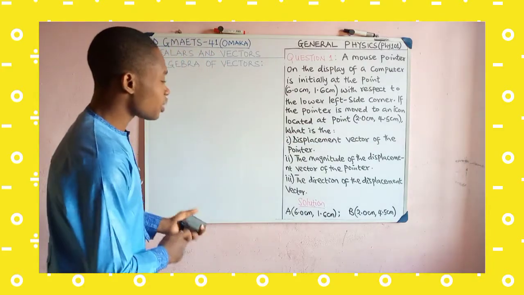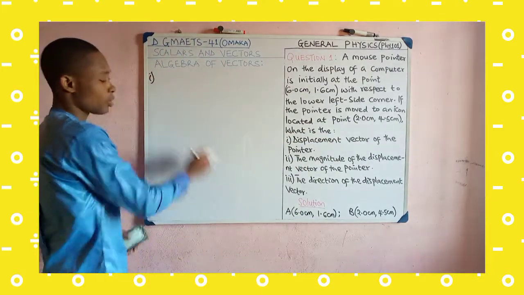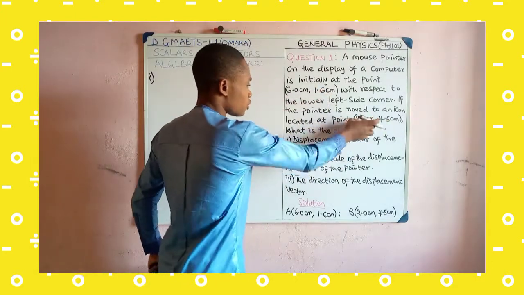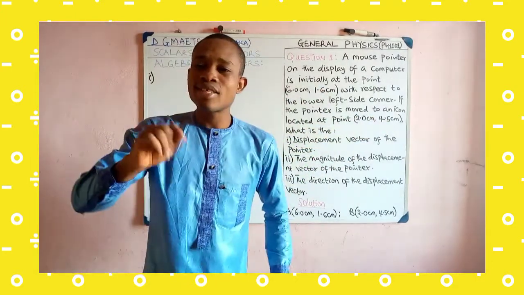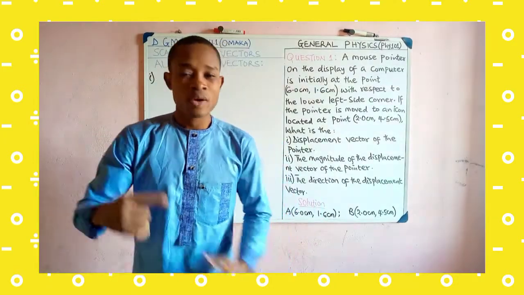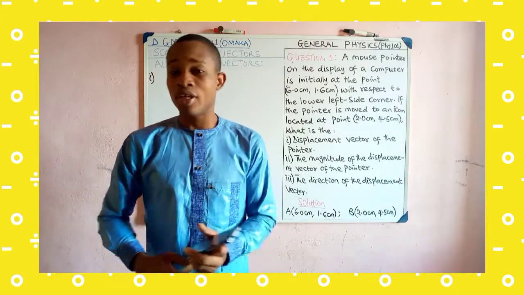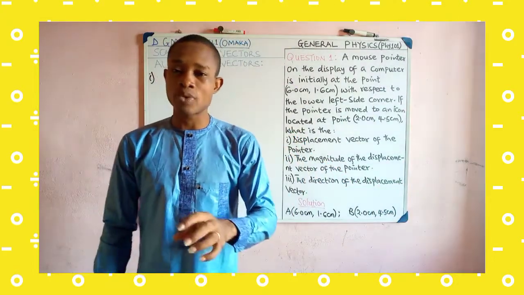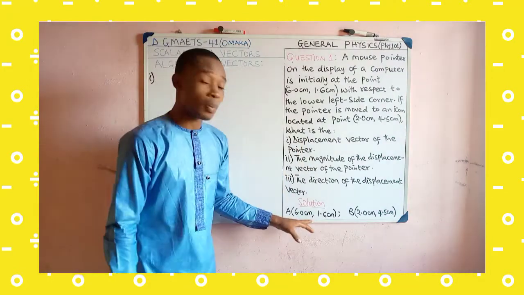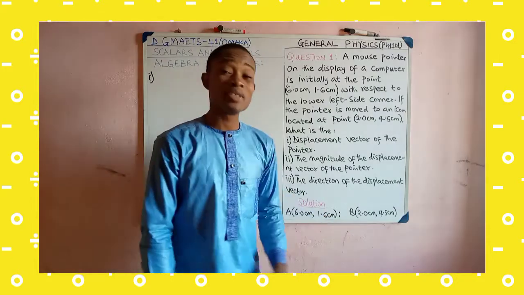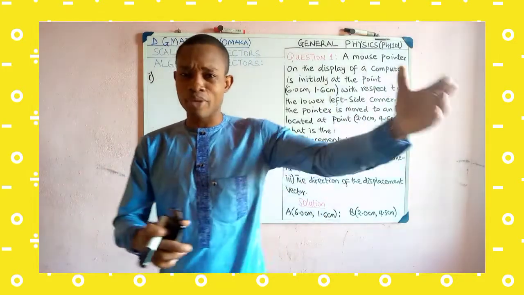So in getting the displacement vector, the first part of the question, first we need to take note of these positions, and then remember that displacement is simply change in position. What did I say? Change in position. Usually the final position minus what? The initial position. Remember that the initial position of the pointer is point A. I've decided to call it point A, and then the final position is what? Point B. So to get the displacement, we'll be talking about B minus what?